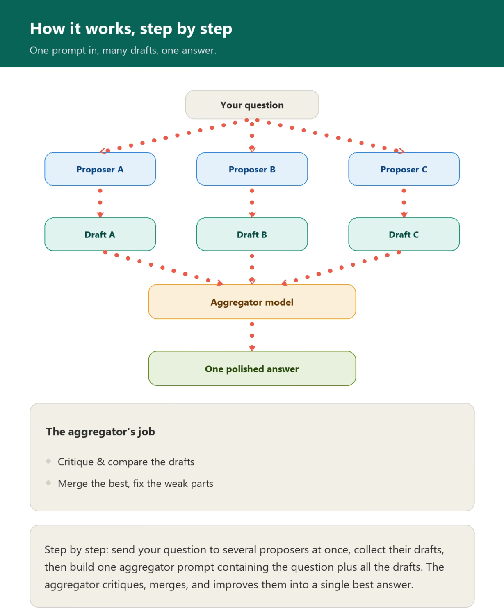Let's walk through how it actually works, step by step. You send your question to, say, 3 different proposer models at the same time. Each returns its own draft. Next, you build a new prompt that includes the original question plus all 3 drafts, and you feed that to the aggregator model. The aggregator is instructed to critique, merge, and improve the drafts, producing one answer that is usually better than any single draft alone.